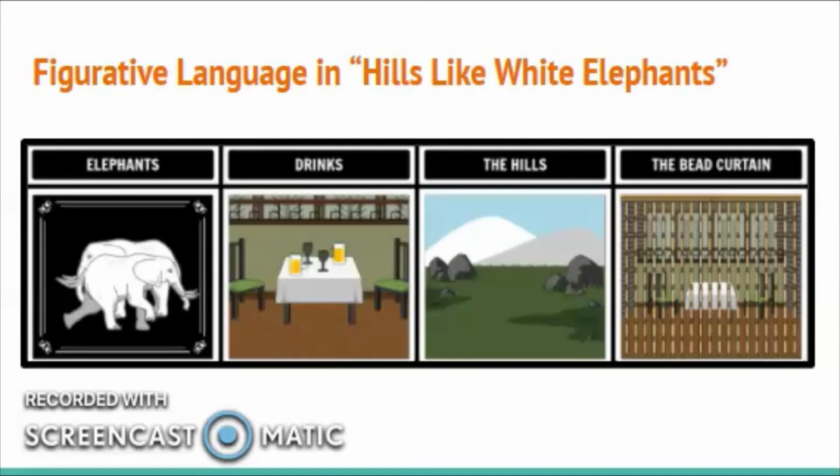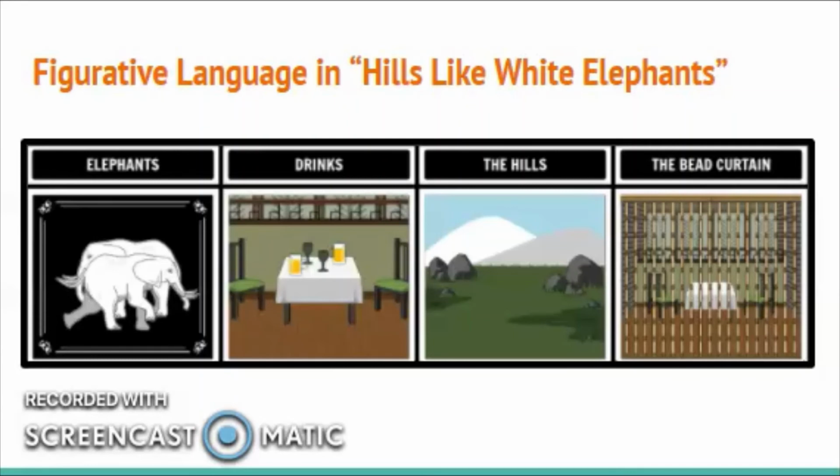So as they're having this difficult conversation about the operation, the abortion, they are also ordering drinks, and it's the American man who's ordering the drinks at this bar in the train station. And so oftentimes the conversation you'll see in the story switches from talking about the issue at hand, the white elephant in the room, the abortion, to talking about the drinks. So they serve as a distraction from the real issue that needs to be discussed.